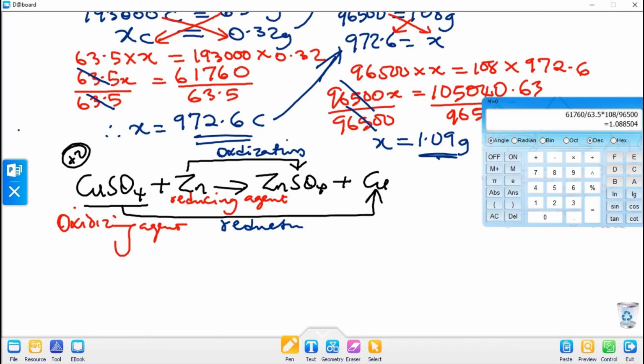So the oxidizing agent has undergone reduction. It has been reduced to ordinary copper. The reducing agent has been oxidized to zinc sulfate. That's what we talk about when we make reference to oxidation-reduction reaction. So it is two reactions in one. They are taking place simultaneously. While the reducing agent is being oxidized, the oxidizing agent is being reduced. That is actually what we have there.